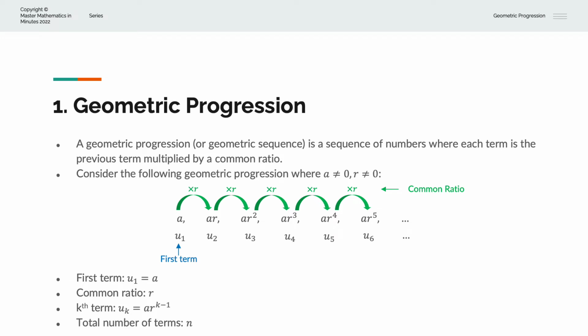So there are a total of n terms in the progression. So n can be any number. It can be 5, it can be 10, it can even be infinity.